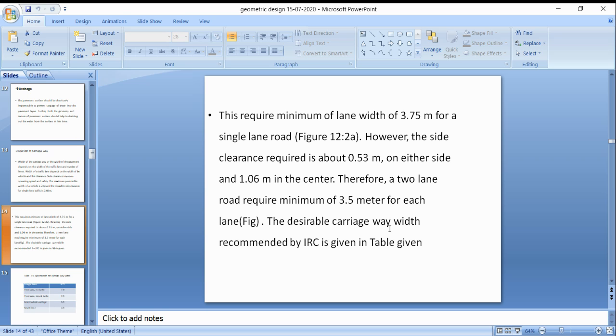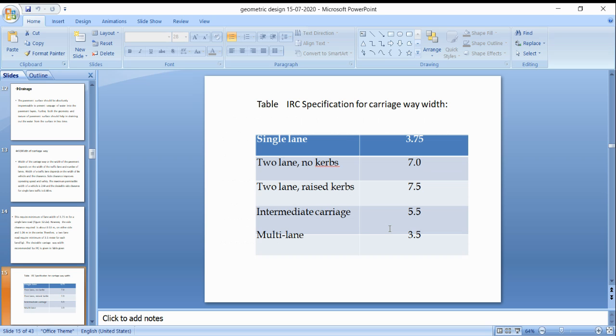So the desirable carriageway width recommended: what are the desirable carriageway widths for a single lane and double lane? Two lanes with no curbs should have 7 meters. If it is a single lane, it should have 3.75 meters. Here before we have seen that 2.44 meters is the vehicle width, and it should have 0.5 meters clearance. On either side, if it is 0.5 and 0.55, it comes to 1.1, and the rest is the 2.44. Overall, it comes to 3.75 meters.